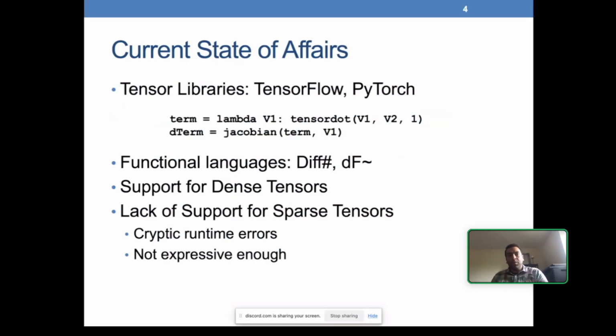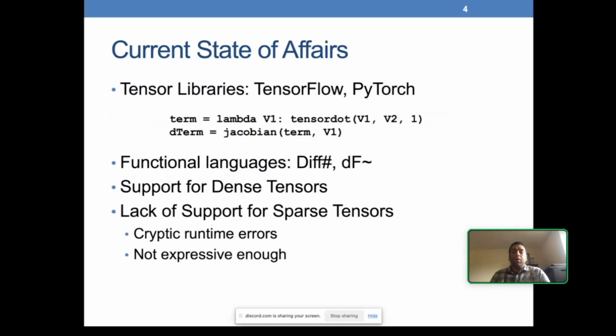Here I'm showing the work on functional languages. For example, for F# and a subset of that, there are works like diff# and DiffSmooth. And the main limitation of the current state of work is that they mainly support only dense tensors, and they lack support for sparse tensors.